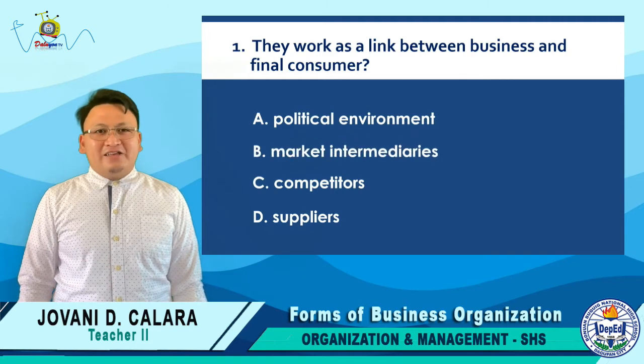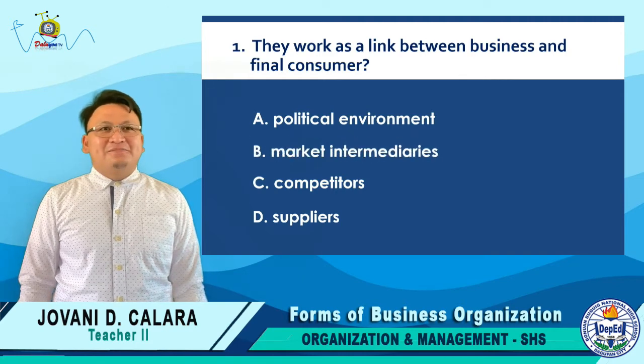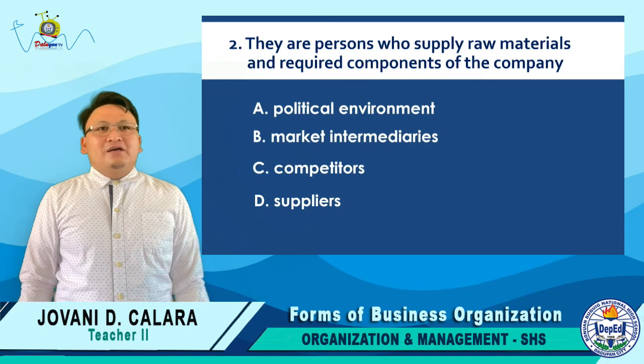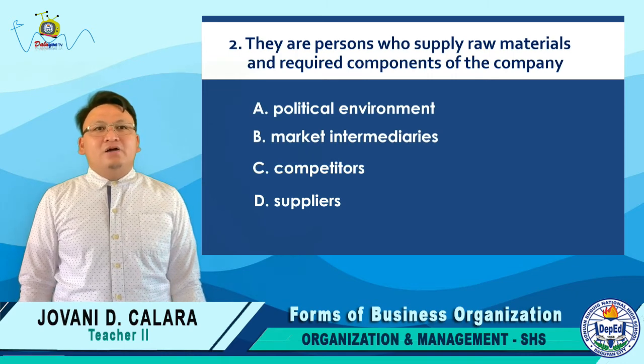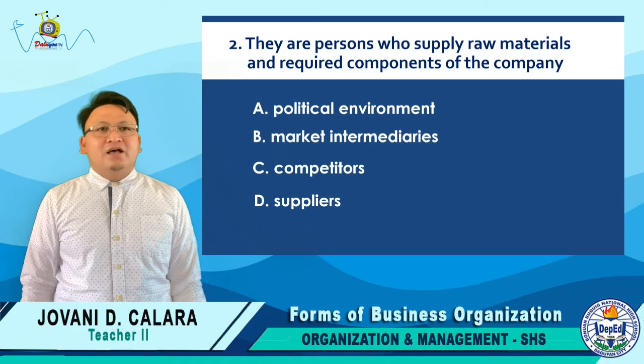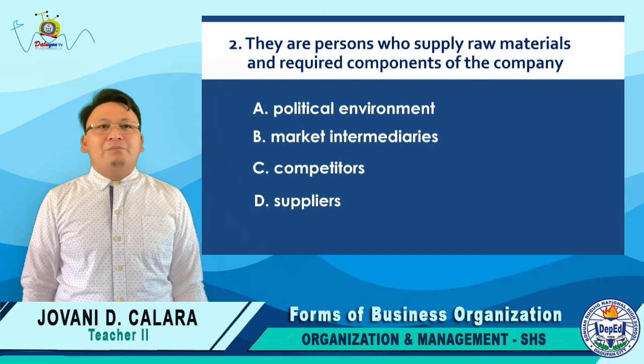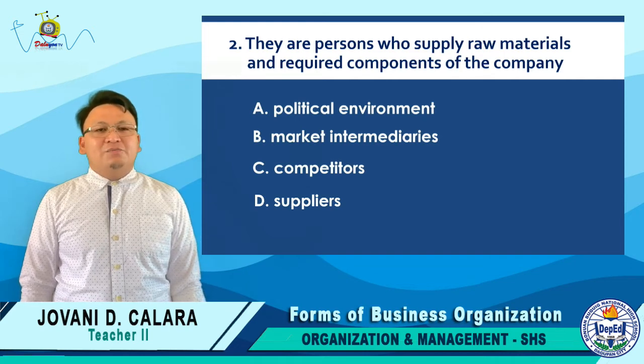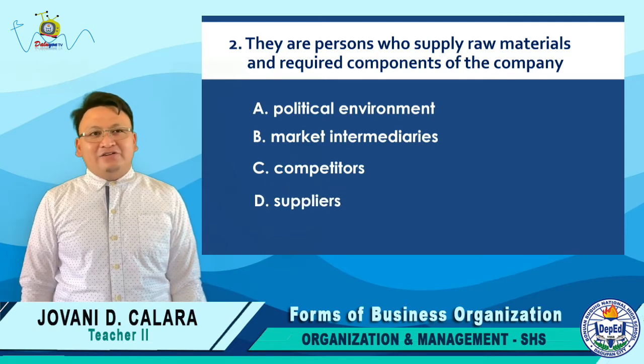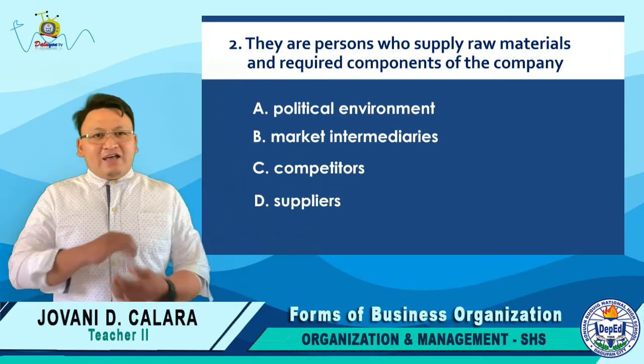Answer, market intermediaries. Number 2. There are persons who supply raw materials and required components of the company. Letter A, political environment. Letter B, market intermediaries. Letter C, competitors. Letter D, suppliers. Answer, suppliers. Great! Task unlocked.